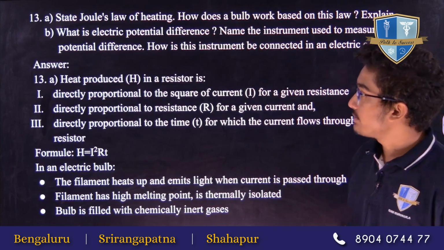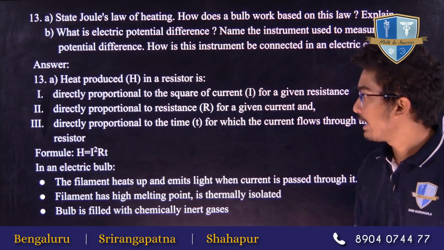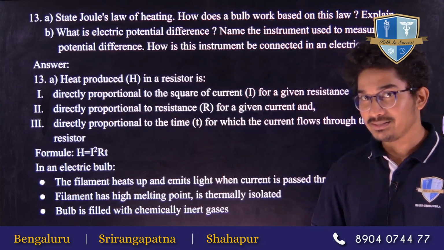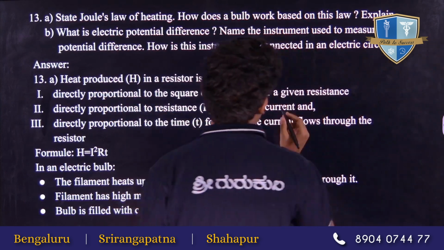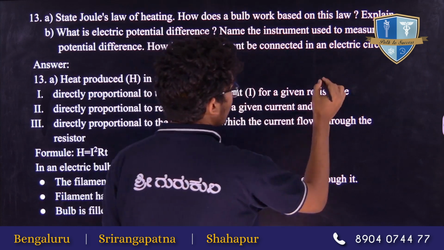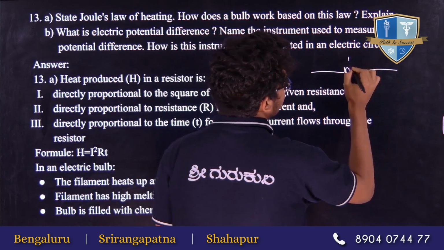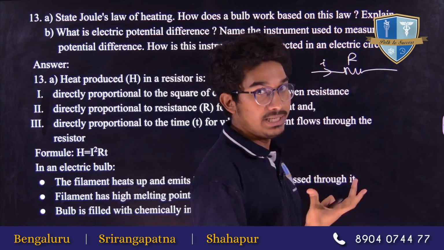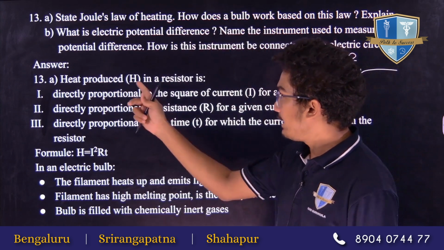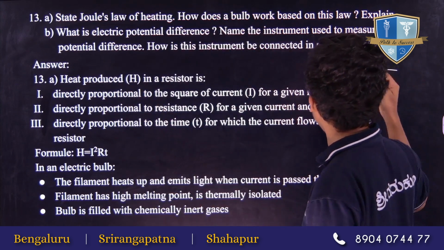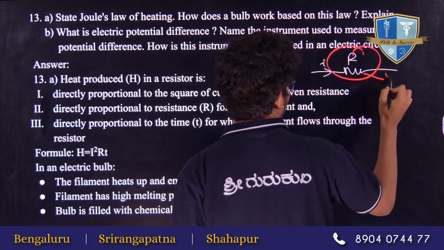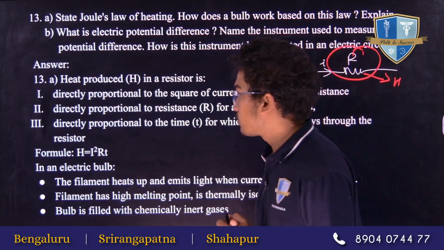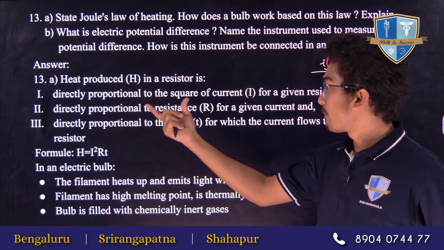Part A is Joule's law of heating, or the heating effect of electricity. H denotes the heat generated inside a resistor. So if we have a resistor R and the current going through this wire is I, it will generate heat inside the resistor. That heat is denoted by H. Through experiments we understood that H is directly proportional to I square.